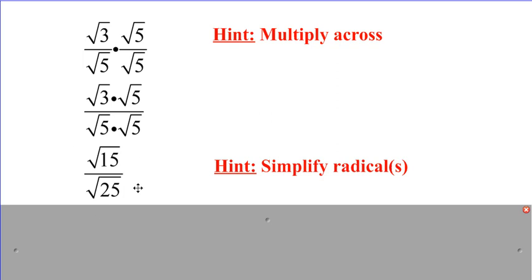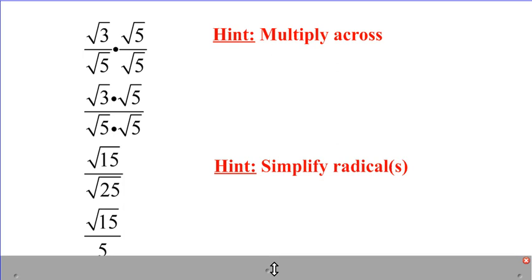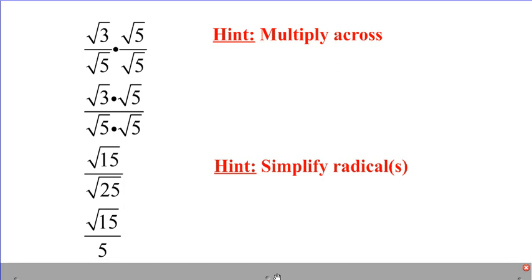At this point, you always want to ask yourself, can you simplify your radicals? The square root of 15 does not have any perfect square factors. The square root of 25, we know 25 is a perfect square factor. So this has a value of 5. So our simplified answer would be the square root of 15 divided by 5.